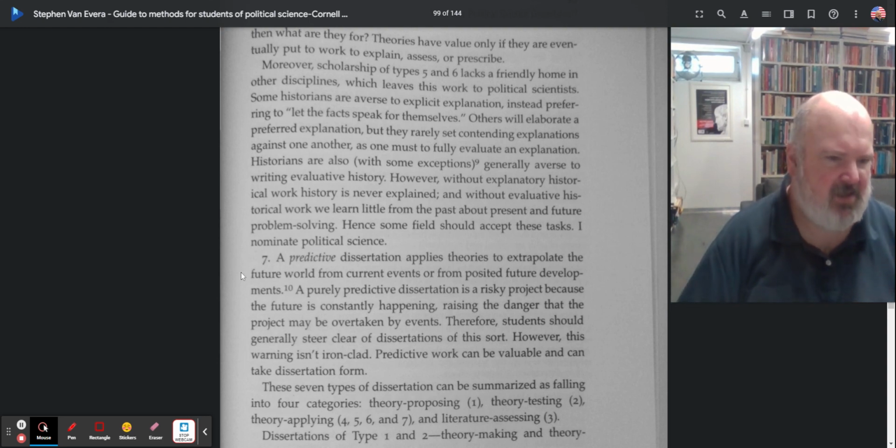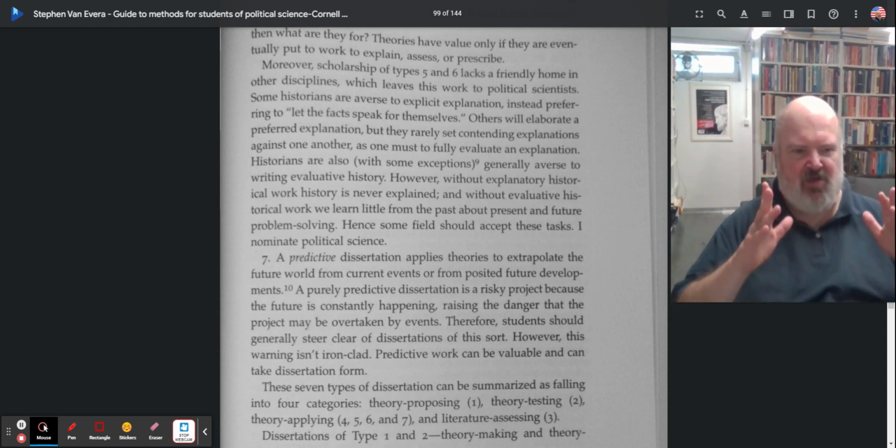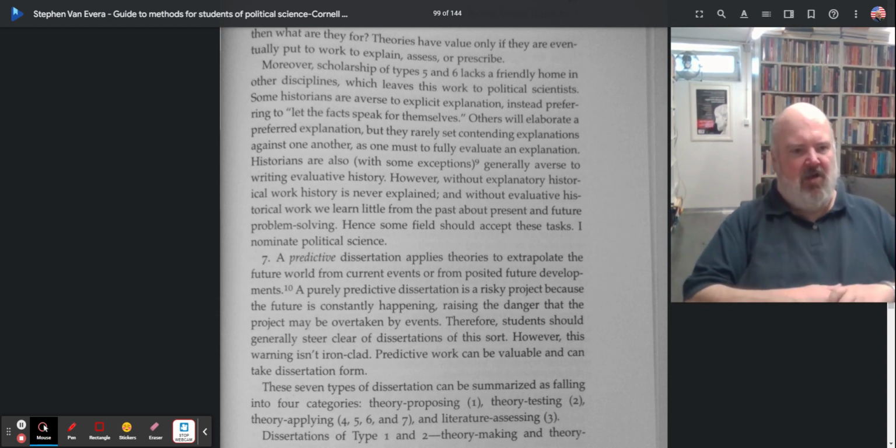His last two books, Huntington's classic work, Political Order in Changing Societies from 1968. Fukuyama in his last two volumes about a decade ago, you know, what is the title?